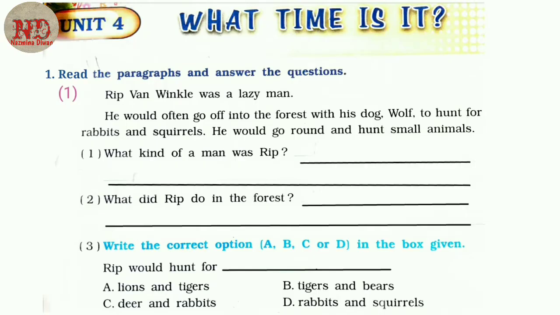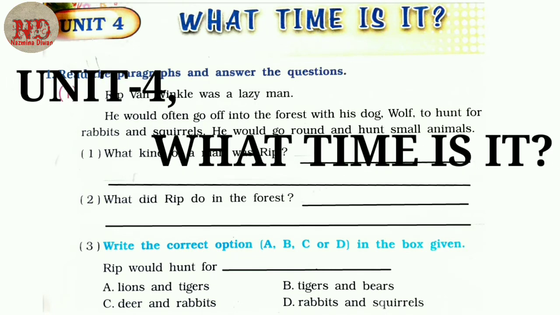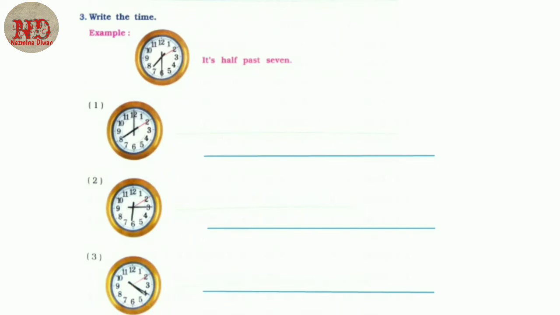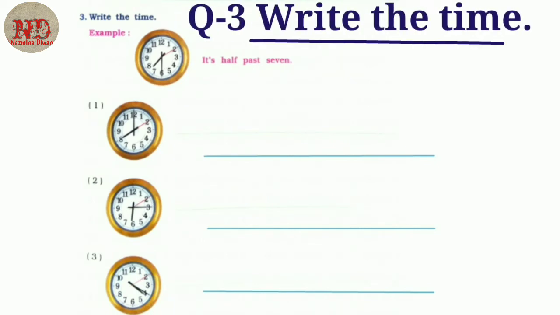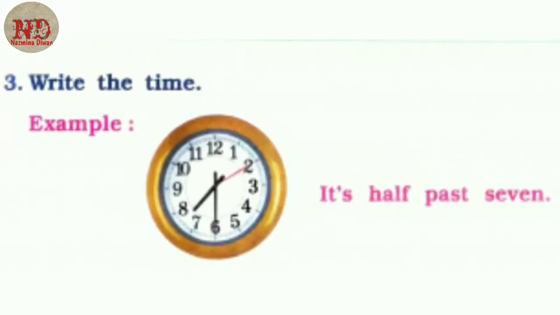Now let's continue workbook exercises from unit 4. What time is it? Now let's move to the next question. Question number 3. Write the time. So students, here some clocks are given and we have to observe it and then we have to write the time. Let's see. Here one example is given for you.